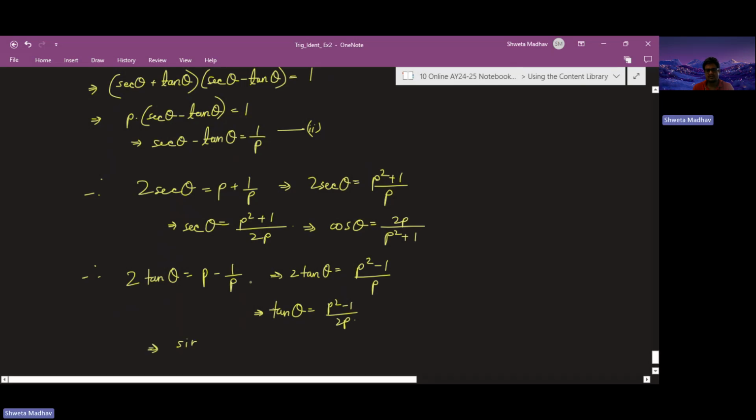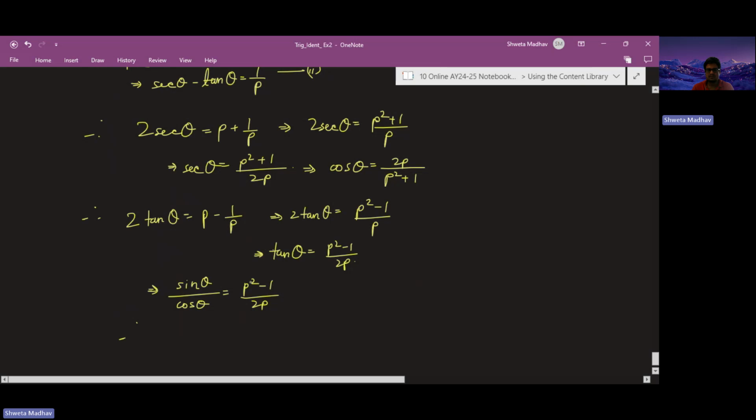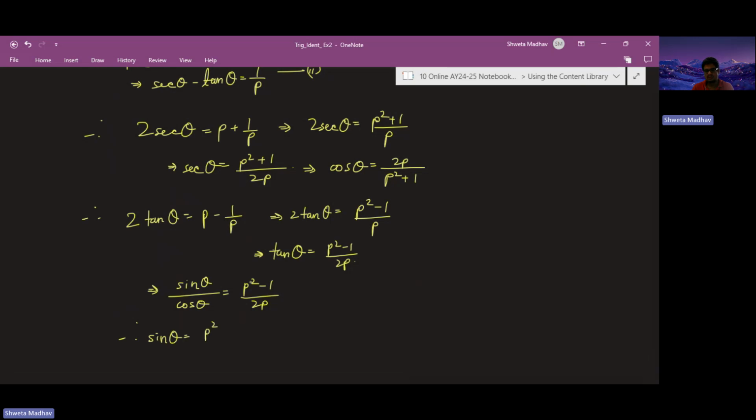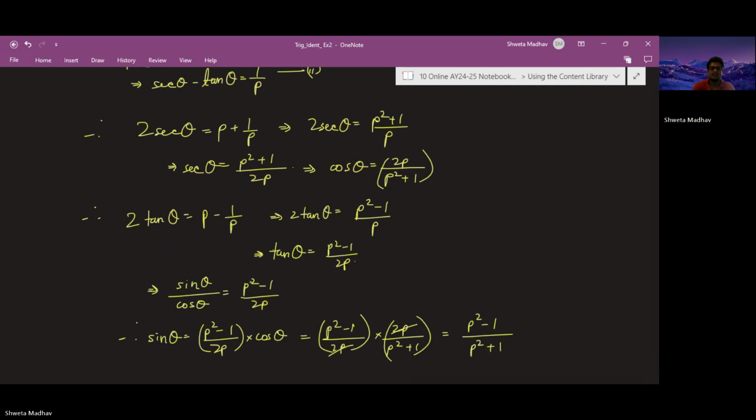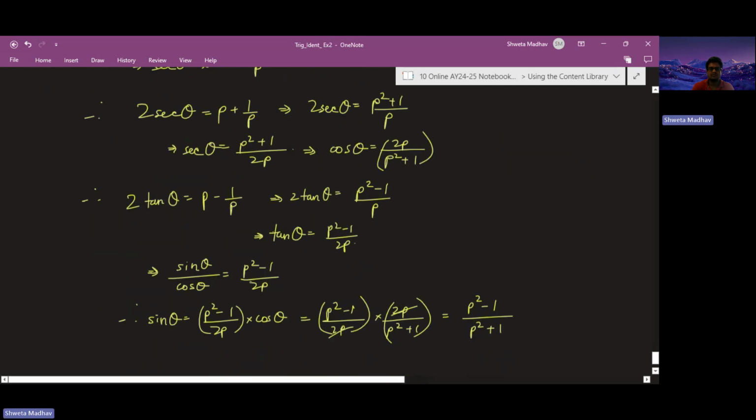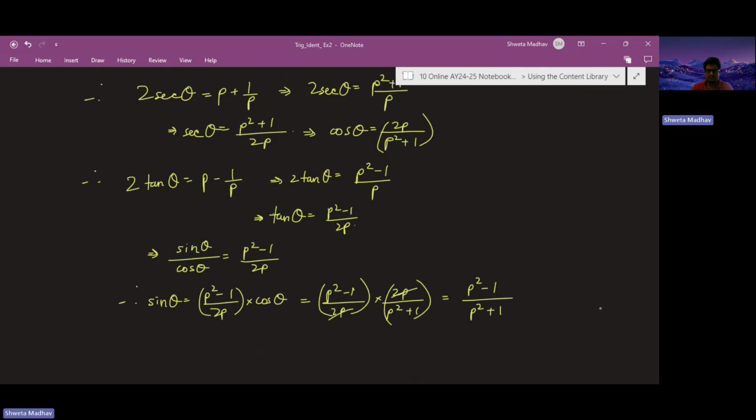As we know, tan theta is sin theta by cos theta. So sin theta by cos theta is p square minus 1 by 2p. Therefore sin theta will be equal to p square minus 1 by 2p into cos theta. And cos theta, we have found, is 2p by p square plus 1. So this is p square minus 1 by 2p into 2p by p square plus 1. 2p and 2p get cancelled, so we get p square minus 1 by p square plus 1. So we have proved that sin theta is p square minus 1 by p square plus 1. Hence proved.